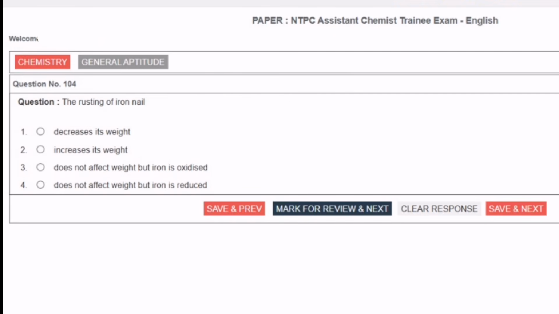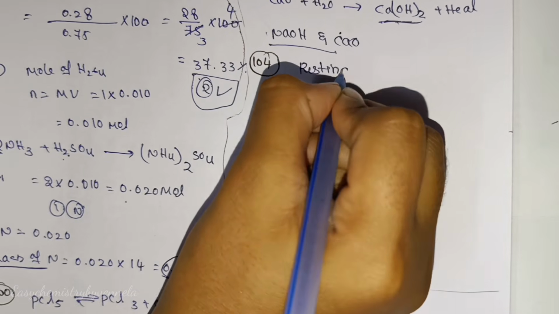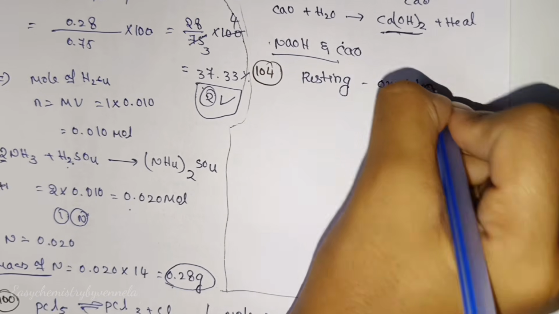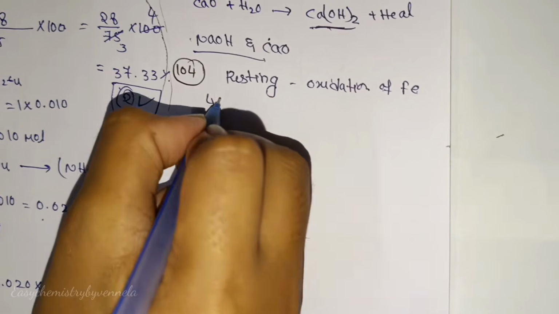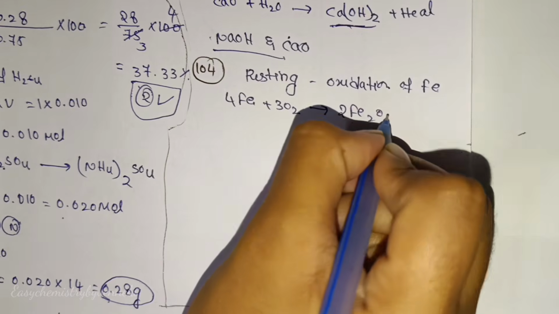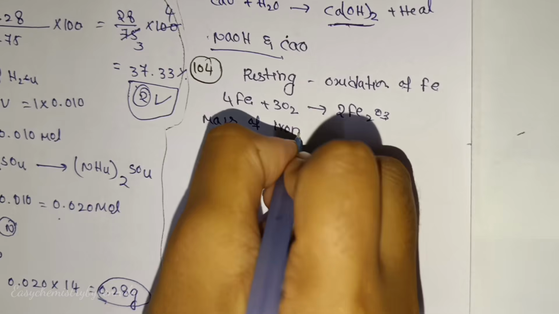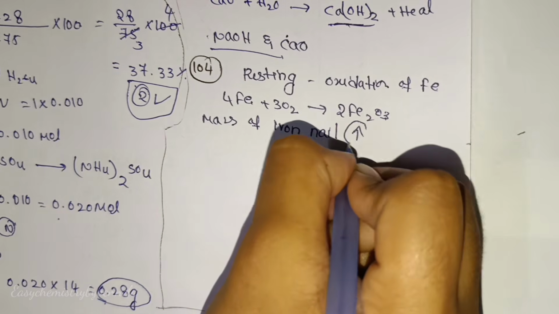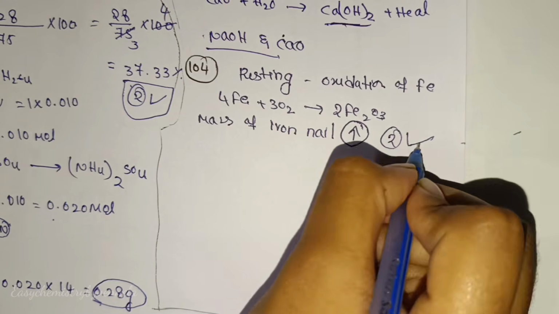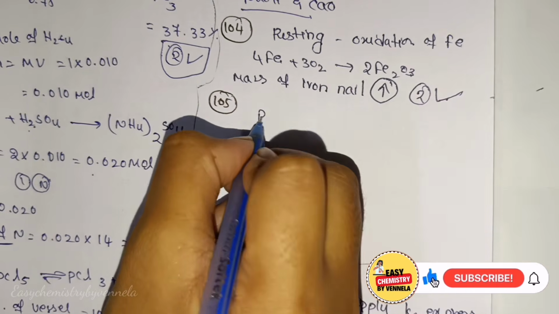Next question. The rusting of an iron nail. First of all, rusting is oxidation of iron. So iron reacts with oxygen to form Fe2O3. Then the mass of the iron nail increases. So this is the increase in its weight. The second option is the correct one. Next question. What is the shape of the p orbital? This question is also a repeated question.